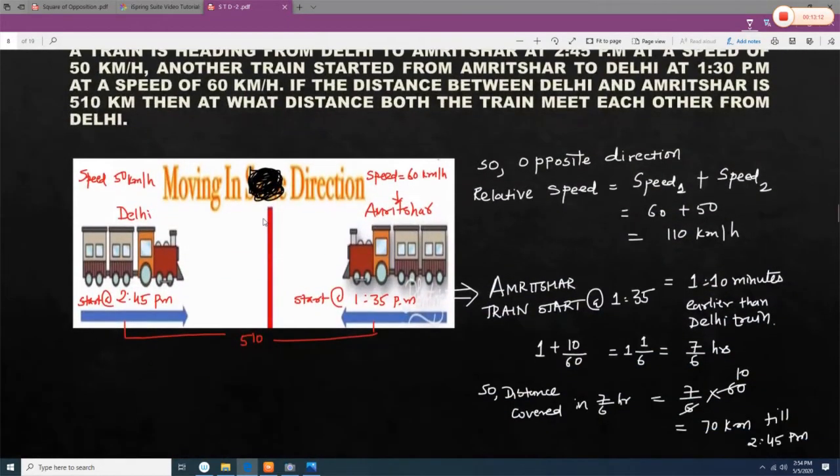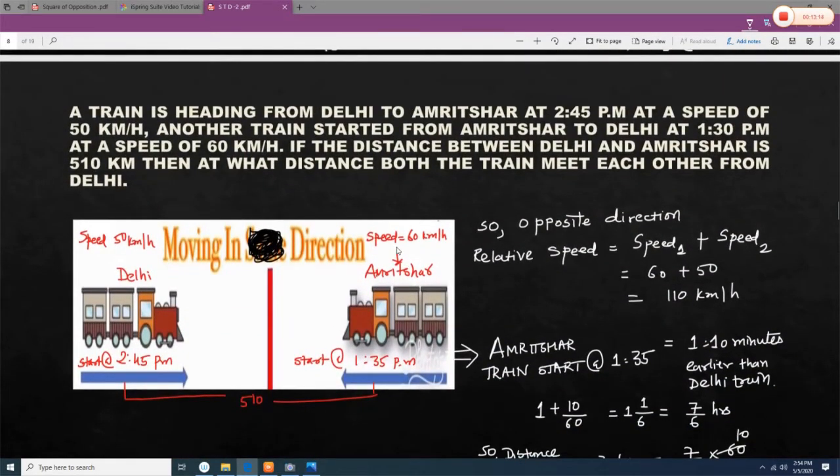Next question, a train is heading from Delhi to Amritsar. So this is train 1 which is from Delhi to Amritsar, and it is going to start at 2:45 p.m. at a speed of 50 kilometers per hour. Another train from Amritsar is going to Delhi at 1:35 p.m. with a speed of 60 kilometers per hour, and they are going in an opposite direction.